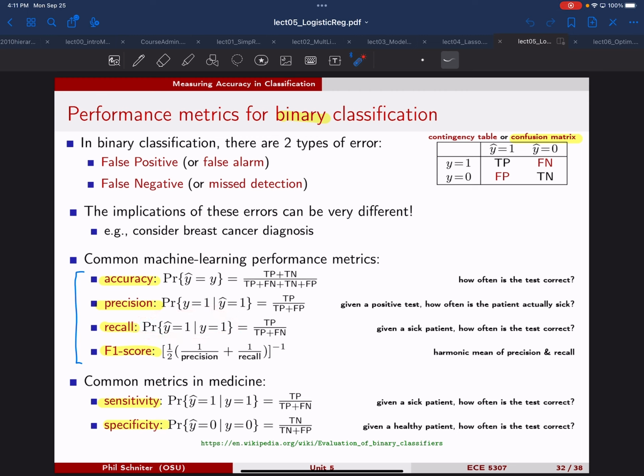Both of those, so for example, in terms of interpretations, given a positive test, how often is the patient actually sick? Or given a sick patient, how often is the test correct? So on. We have interpretations for them. These would actually give you a pair of metrics, and if you had a pair, it wouldn't be really clear what's better. If precision is better and recall is worse, do you say that the method is better? So there is a way you can average them in terms of F1 score to reduce them to one specific number. And then we have similar concepts in medicine like sensitivity and specificity. Okay, so this is one thing we talked about.